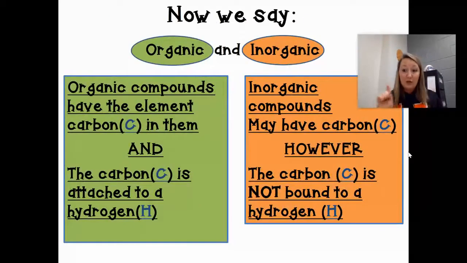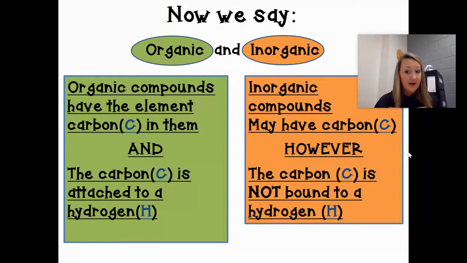So the meaning that you're going to need to remember is that organic compounds have the element carbon in them bonded with a hydrogen. So that carbon and hydrogen are bonded together in a compound. That's what makes an organic compound. So when you think about lots of compounds that you interact with on a daily basis, they are organic compounds.